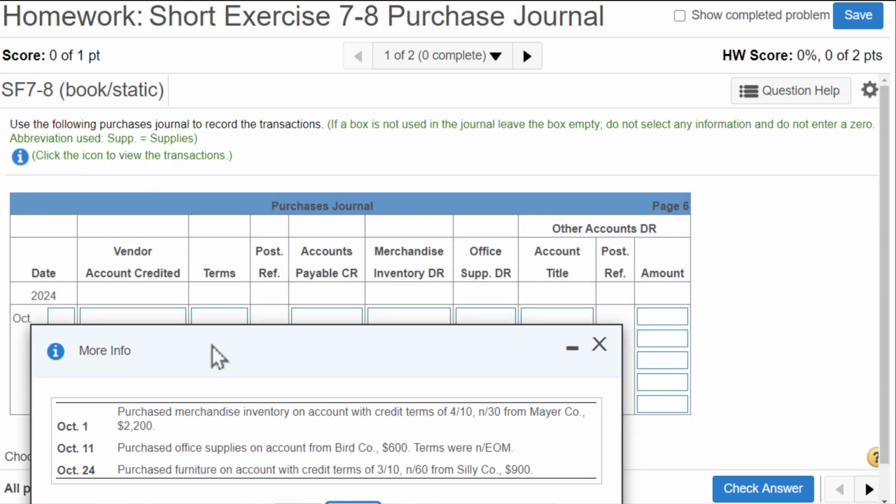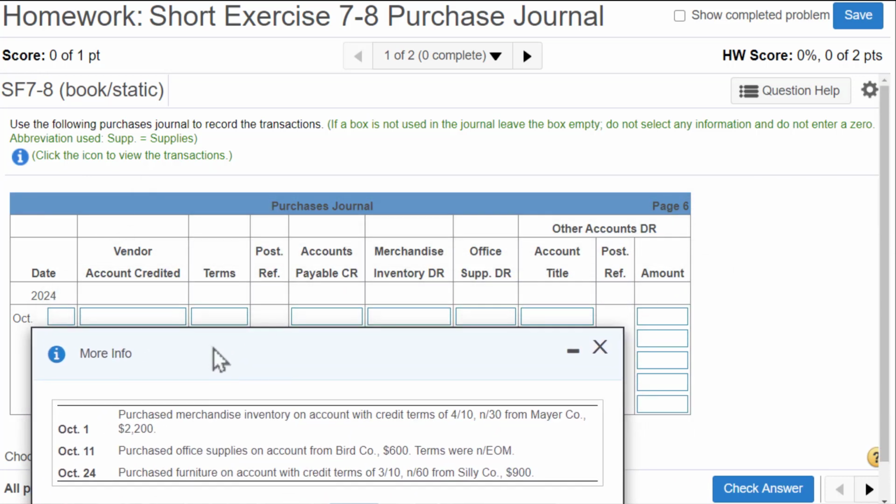I like to use this window to block off the other rows just so I don't enter them in the wrong place. So we're just going to start entering October 1st, purchased inventory on account with credit terms of 4/10, net 30, from Meyer Company, 4/10, net 30. And it was for $2,200. Hey, I can copy and paste that. So accounts payable is $2,200 being credited and inventory being debited.